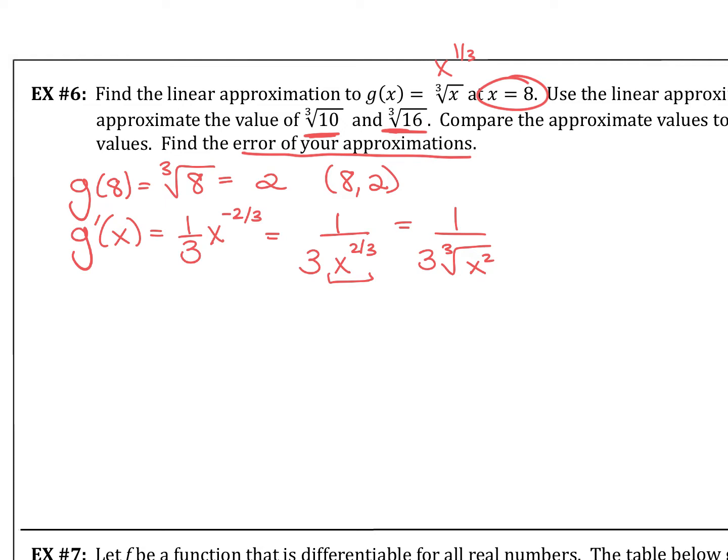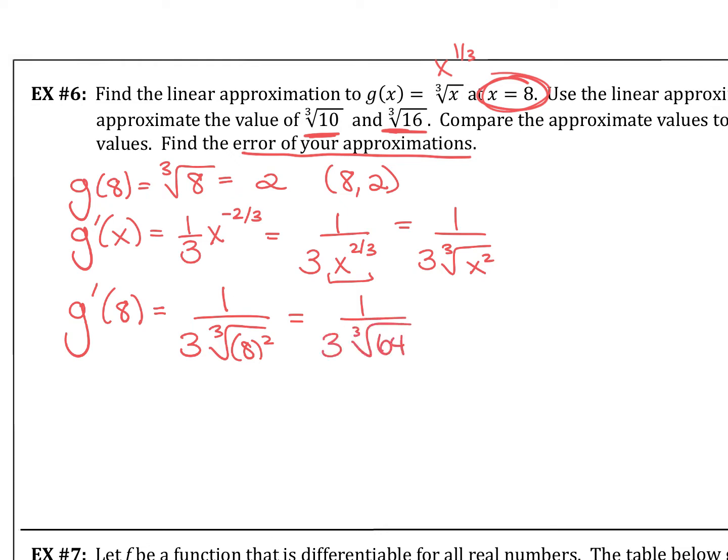Now what I need to do is find the slope at x equals 8. So I'm going to find g prime of 8. I get 1/3 cube root of 8 squared. 1/3 cube root of 64 equals 1/3 times the cube root of 64, which is 4. I end up with 1/12 as my slope.